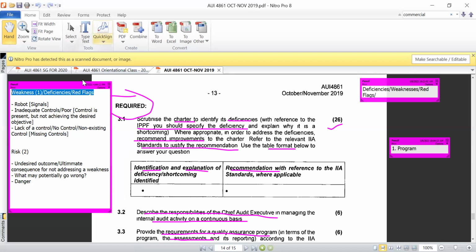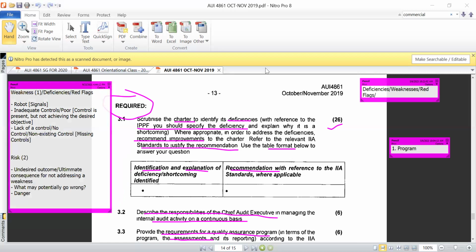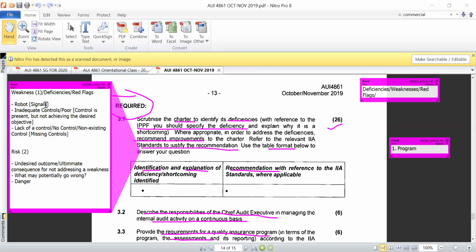If I'm looking at the charter, for instance, at the purpose, authority, and responsibility of the internal audit division, and I look at what they've given as a description of the purpose, authority, and responsibility of the internal audit activity, and it deviates from the blueprint, which is the IIA standards or the IPPF standards, then I know there's a deficiency there, a shortcoming. Why? There's no alignment to the blueprint. So when they ask for red flags, deficiencies or weaknesses, it's something that is not being done right, or something that is supposed to be there which is not being effected at all.